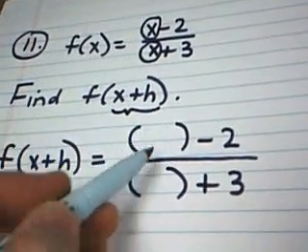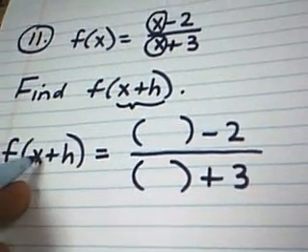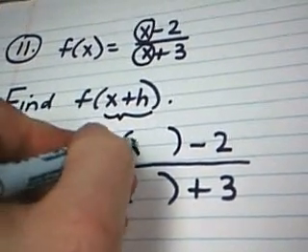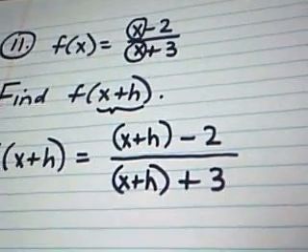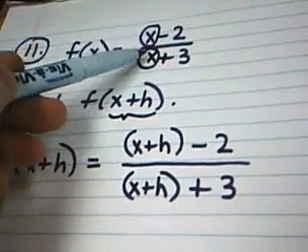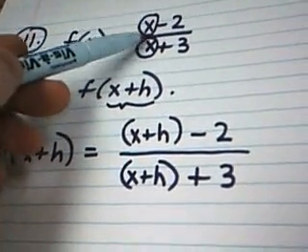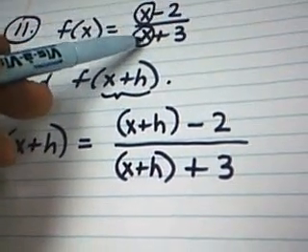This is your input value. This is what you're plugging into the function, and that happens to be x plus h. So that goes into our little pigeonhole. That's all you do. Don't let this confuse you that this is an x. This x and this x just say this is where you put your input.